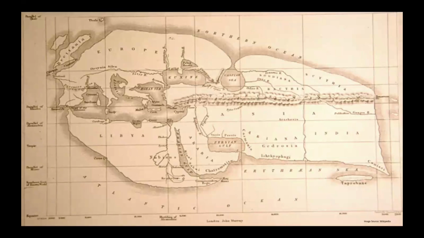Then came Eratosthenes, who invented a system of latitude and longitude for maps of the world, which included irregularly spaced grid lines called parallels, that is latitude, and meridians, that is longitude.